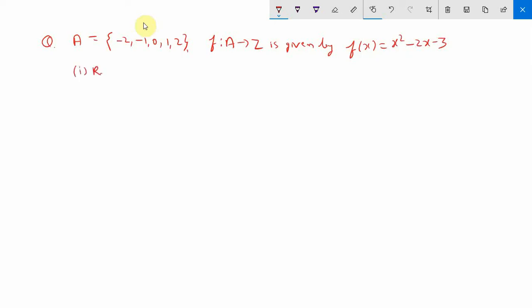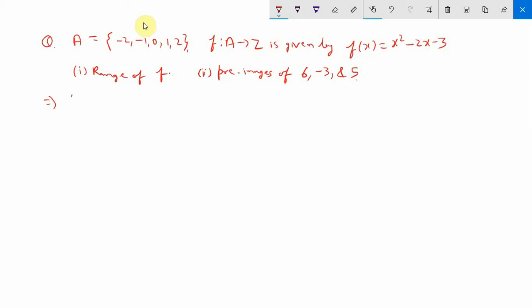First one, range of f. Then we have to find the second one, pre-images of 6, minus 3 and 5. Okay, so we have to find the range of f, then the pre-images of 6, minus 3 and 5.